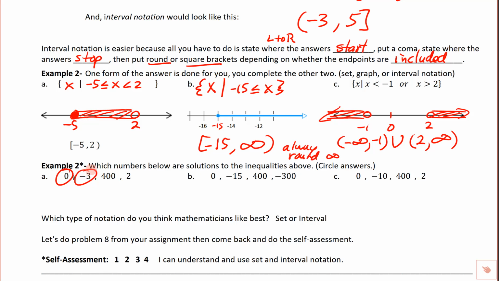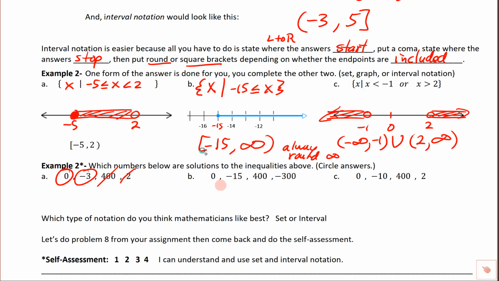-3 would be in there, so that's an answer. 400 would be way up here on this end, so that one's not. And 2 is right here. Well, 2, we did graph that number, but it's an open circle, so the question here is, is that shaded? It's not, so that one is not an answer, okay?